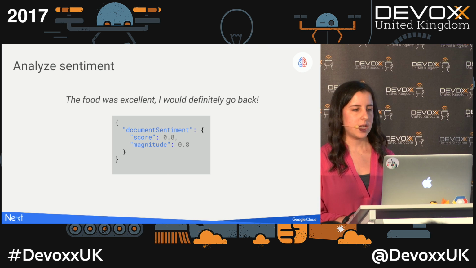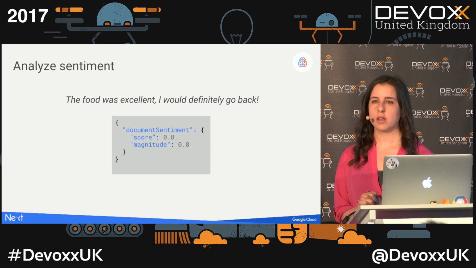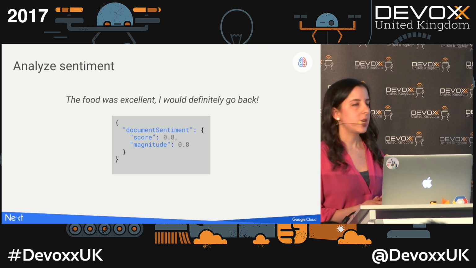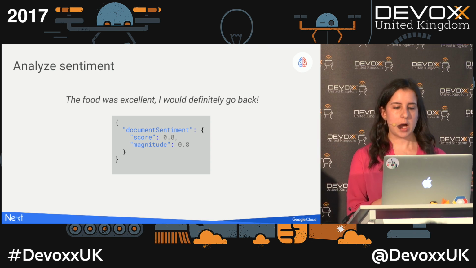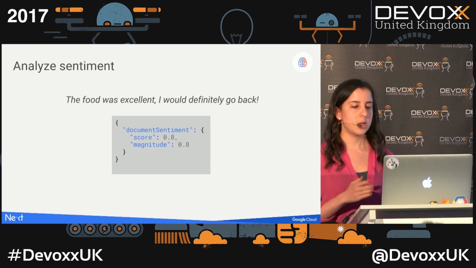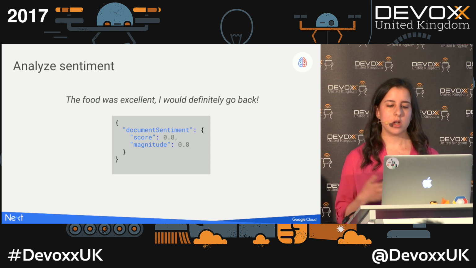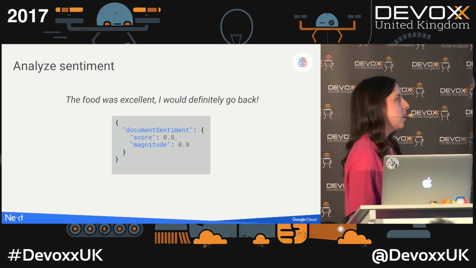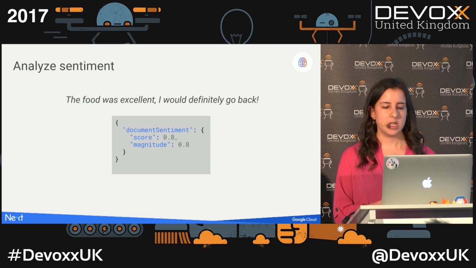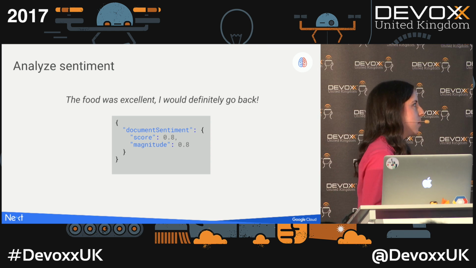The second thing it can do is analyze sentiment. So in this review, the food was excellent. I would definitely go back. We get 2 pieces of data on the sentiment of this. The first is a score, which tells you overall, was this positive or negative on a scale from -1 to 1? How positive or negative is this sentence? And this one is 0.8, so it's almost fully positive. And then the magnitude tells us, regardless of being positive or negative, how strong is the sentiment in this text. This ranges from 0 to infinity. This sentence is relatively short, just 1 sentence. So we get a pretty small number for that here.